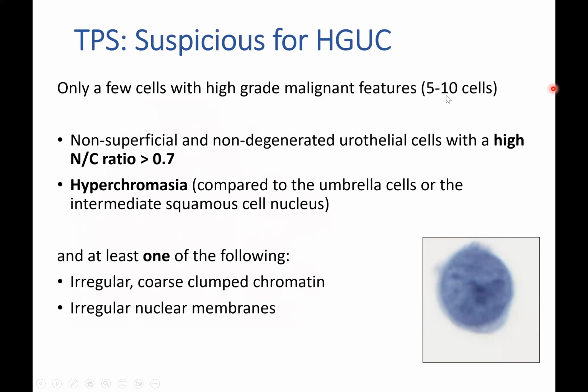The classification system has a definition for suspicious, where you've got only a few cells, as I mentioned. These cells must be non-degenerate cells, and they must have a high nuclear to cytoplasmic ratio greater than 0.7. They must also be hyperchromatic compared to the cells around, and have at least one of the other features of irregular coarse clumped chromatin or irregular nuclear membranes.